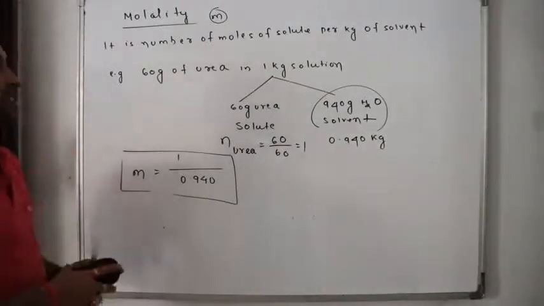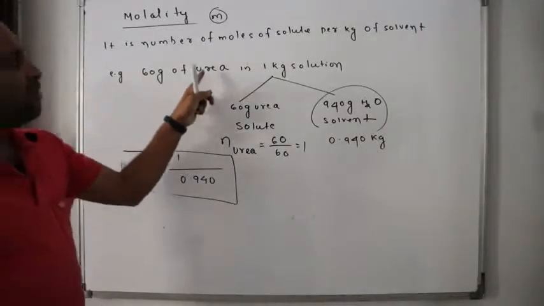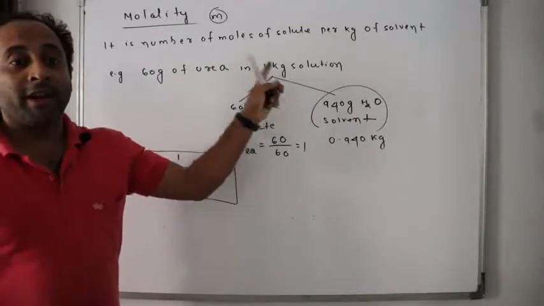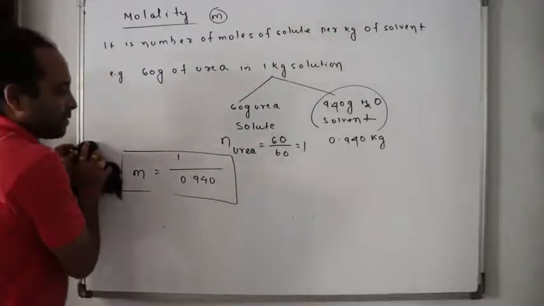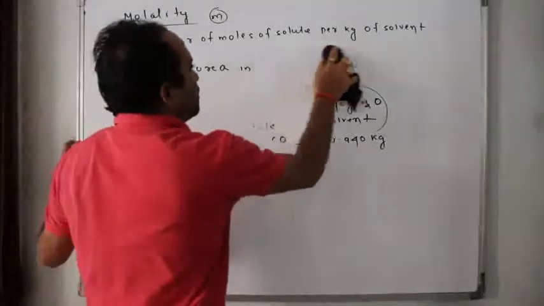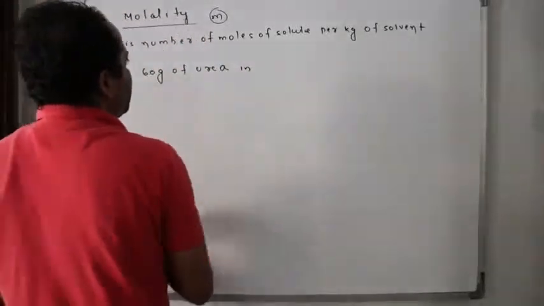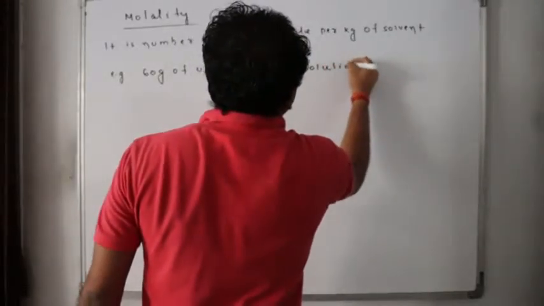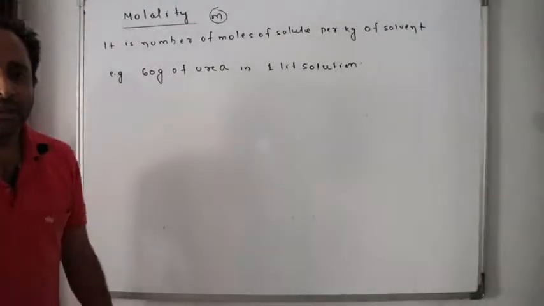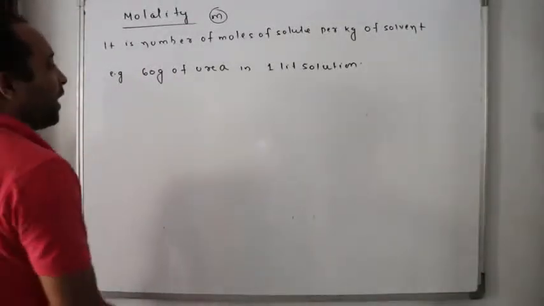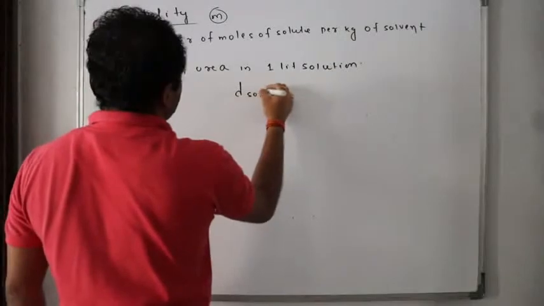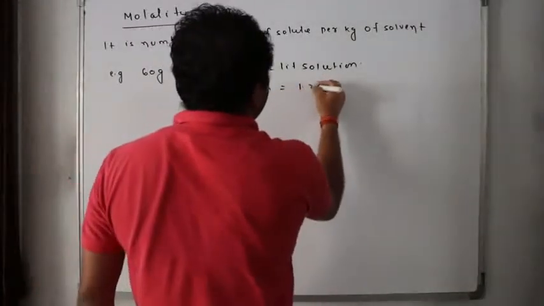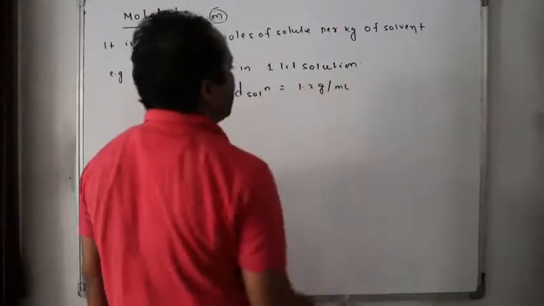Let me go for the next question. I will just change this question a little bit. 60 gram of urea in 1 kg solution is done. Now 60 gram of urea in 1 liter solution. These interconversion questions are really nice questions for your JEE. And they have given the density of the solution already: 1.2 gram per milliliter.